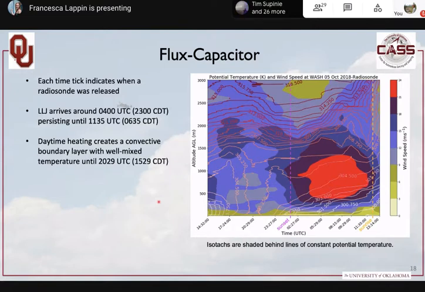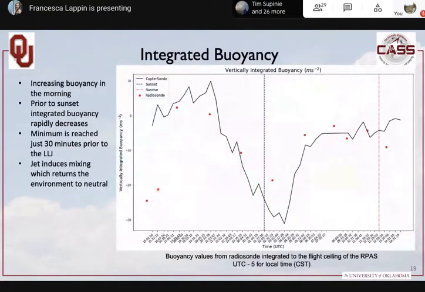So let's look at this evolution in a slightly different light using integrated buoyancy, or vertically integrated buoyancy. For the Copter Sonde, throughout the entire flight, the buoyancy levels calculated at each level were aggregated. For the radiosondes, for them to be really comparable, we wanted to only vertically integrate those values up until the flight ceiling of the Copter Sonde.